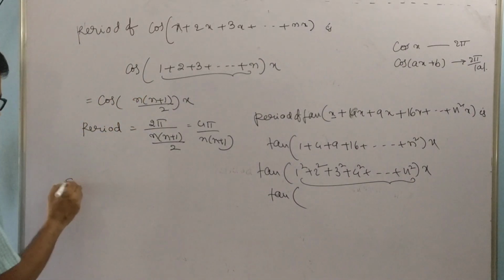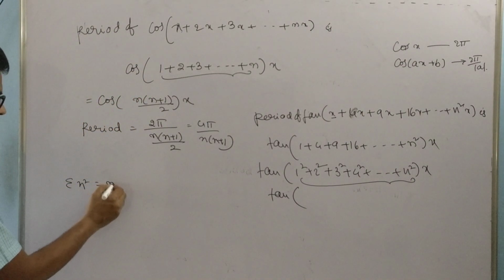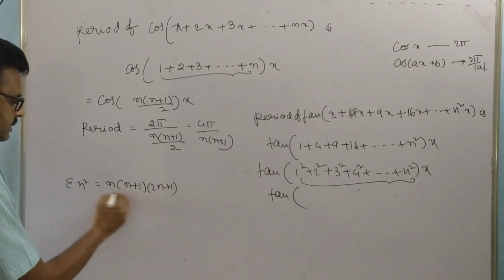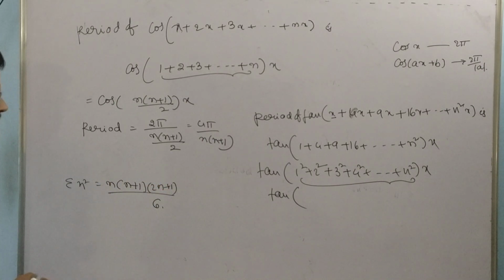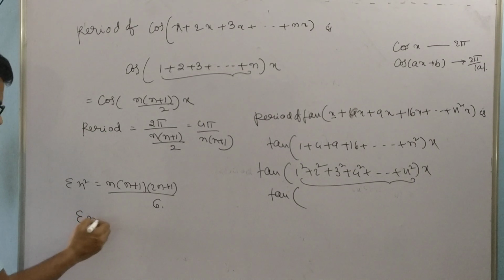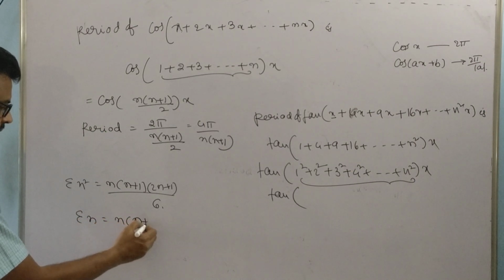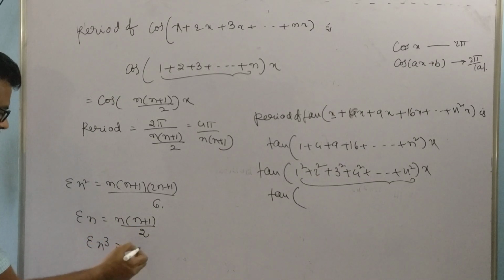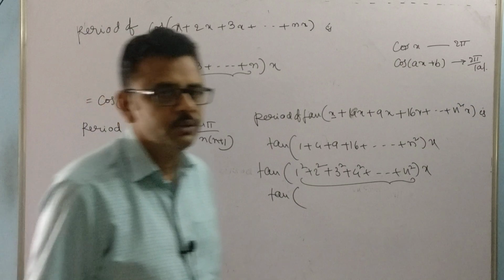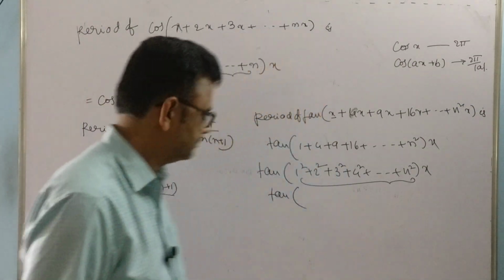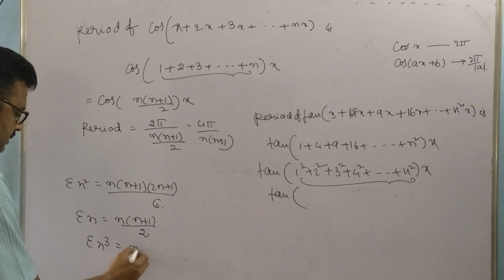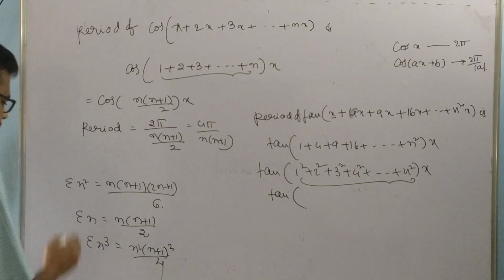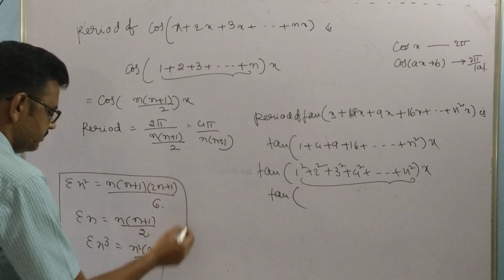What about sigma n square? It is equal to n into n plus 1 into 2n plus 1 by 6. What about sigma n? It is equal to n into n plus 1 by 2. And sigma n cube, the sum of the cubes of first n natural numbers, is equal to n square into n plus 1 whole square by 4. So these are 3 points. I think all of you know about this.